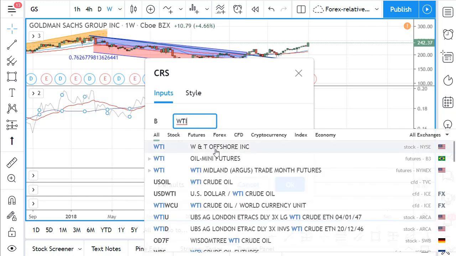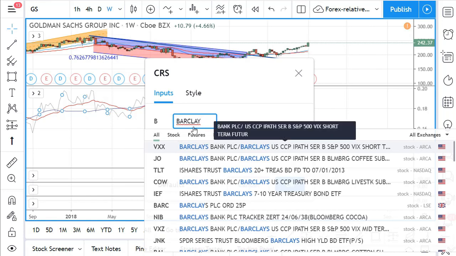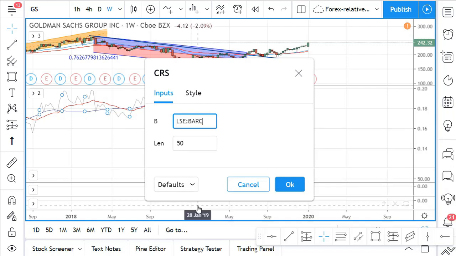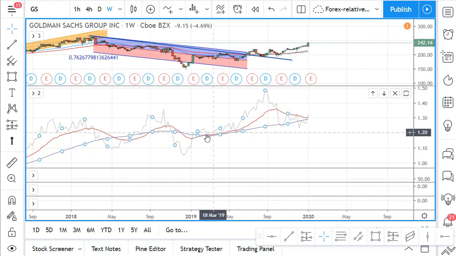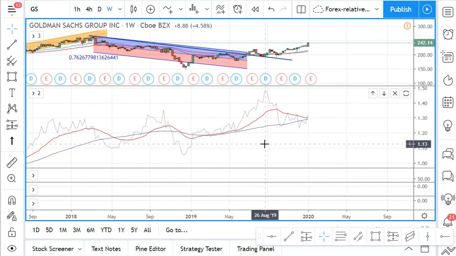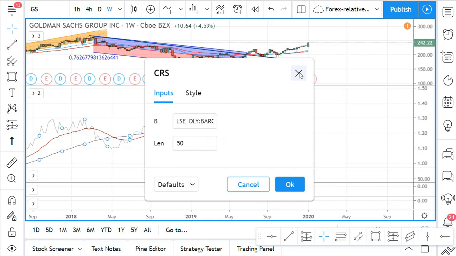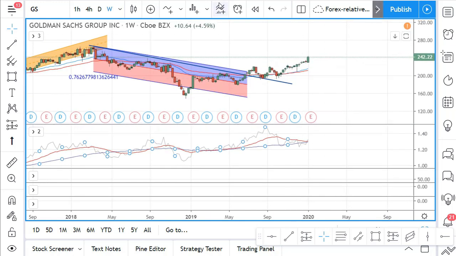You can choose oil futures. You can choose another stock. Maybe you would say, well, the Barclays Bank. This is an ETF, but we have here the English Barclays Bank. I want to buy Goldman Sachs when it is doing better than the other banks, for instance. You can use this indicator to compare a stock to pretty much anything as long as it has some sort of a ticker code.